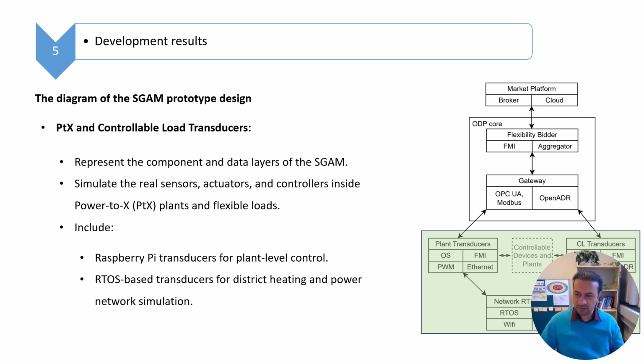And then at the bottom layer, we have the plant emulators and also the grid emulators, the heat grid and also the electric grid. So we put the models of the power-to-X plant on Raspberry Pis that emulate the real plants, and the ODP can interact with these plants. And also we have models of the district heating and power network with RTOS-based transducers.